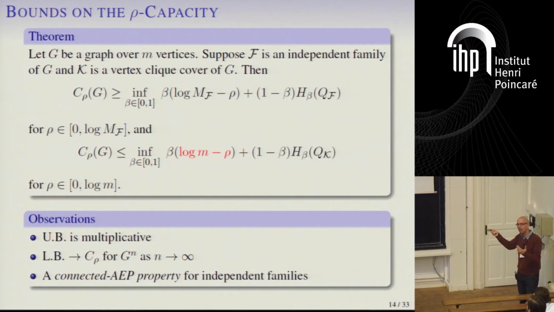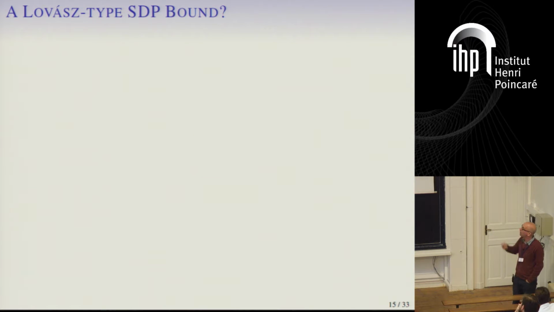This is like a generalization of the clique covering versus independence number bounds, the simple bounds in the point-to-point case. We'd like to get maybe something of a Lovász-type SDP bound. So how does a Lovász-type SDP bound generally work? There are many different variations of it. Let me just describe roughly one of them.